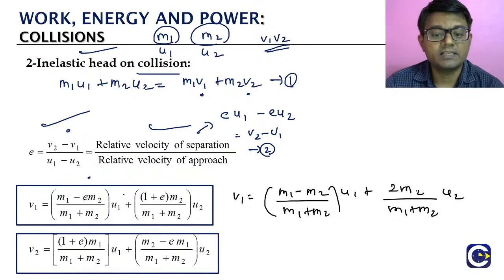So you'll see something interesting. What is it? In place of this m1 in the previous formula, we are getting what?